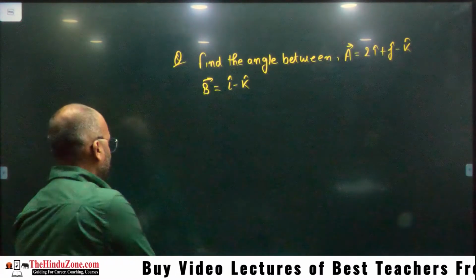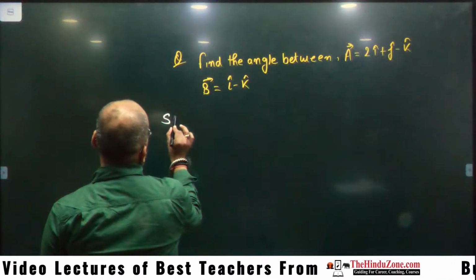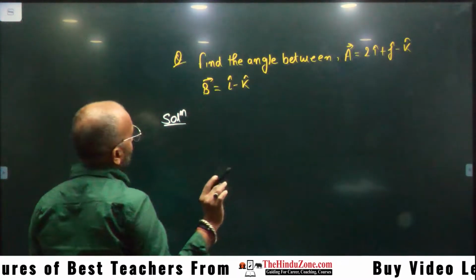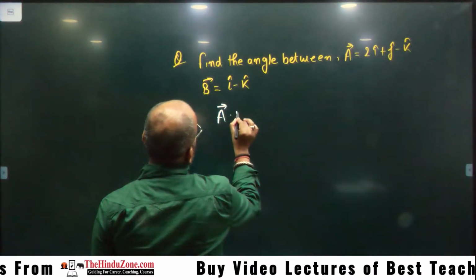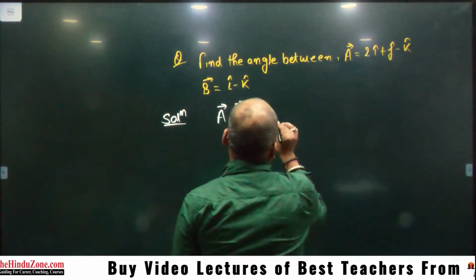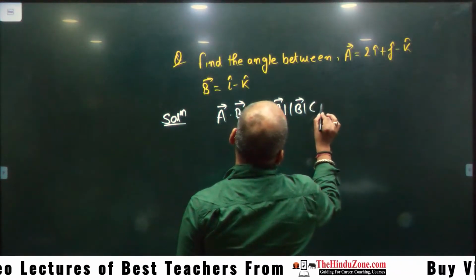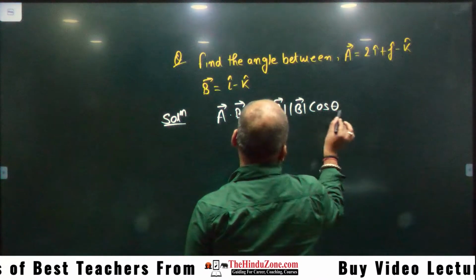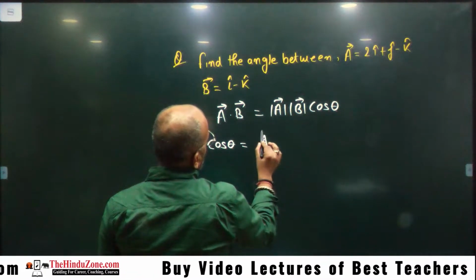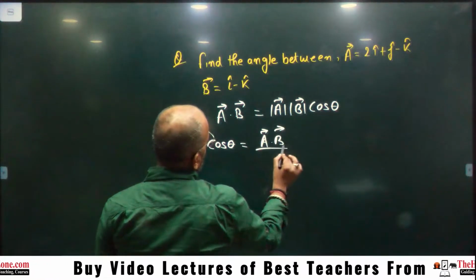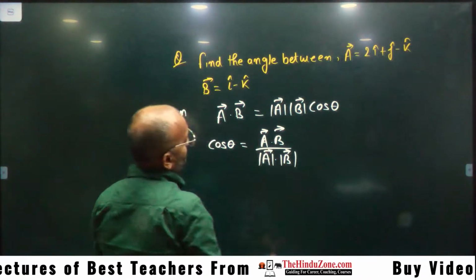Okay, I'm doing it. Please see. Look here. Pay attention. If I take the dot product of these two vectors, I will get magnitude of vector A into magnitude of vector B into cos theta. I need to find cos theta. So cos theta will equal vector A dot vector B divided by magnitude of vector A into magnitude of vector B.